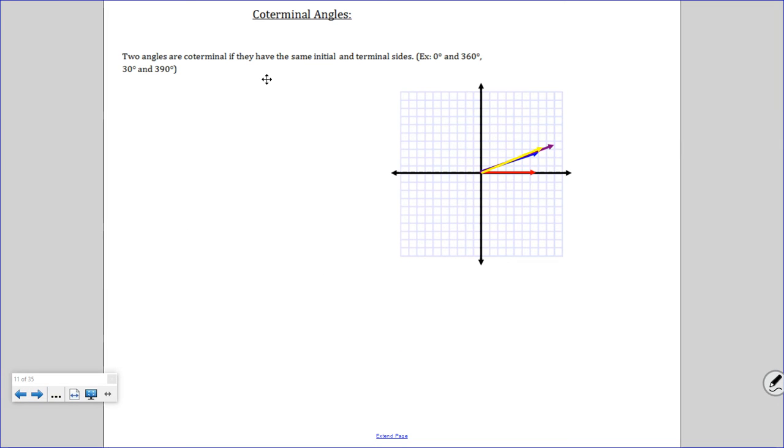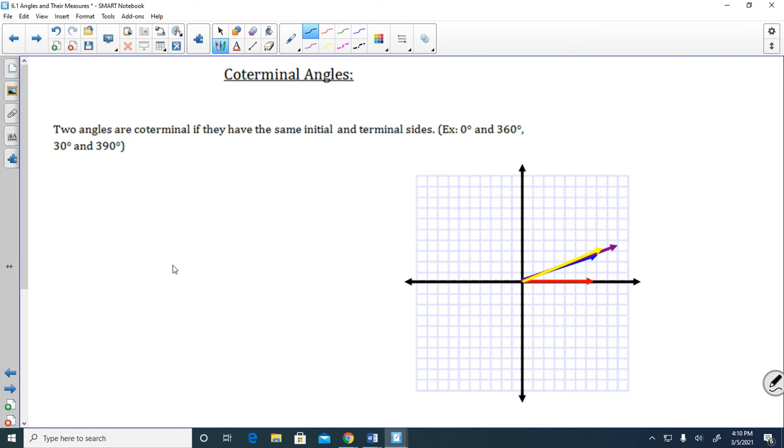Now let's talk about coterminal angles. Coterminal angles are angles that have the same initial and same terminal sides. So I've got some angles drawn here already, and it looks like they're the exact same, maybe a 30-degree angle, but they're not. So let's start here. Let's say this angle right here is 30 degrees.